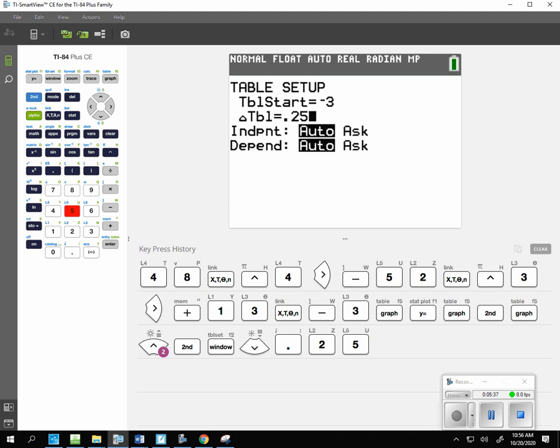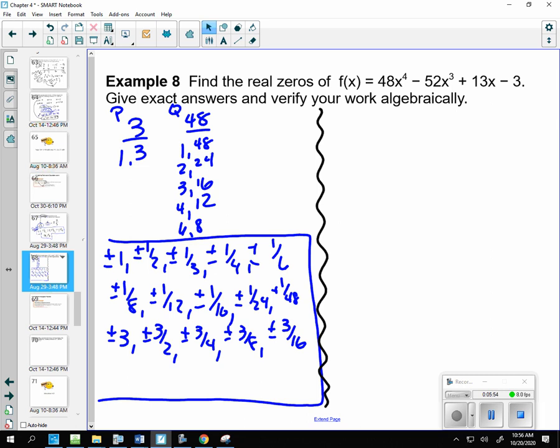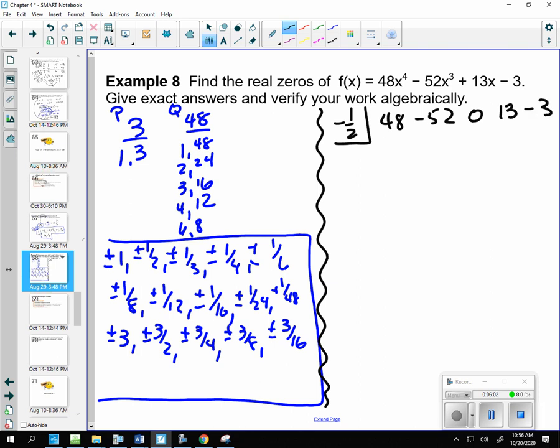So let's now go to table. And all of a sudden, down here, I finally see a 0. Look, negative 0.5 is a 0. So let's go verify that. Let's go actually see if that works. So I want negative a half. 48, negative 52, 0, 13, and negative 3.